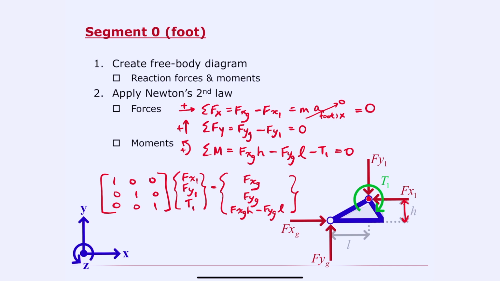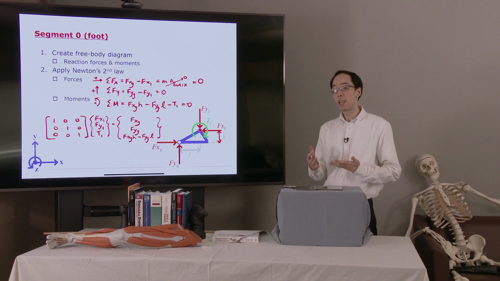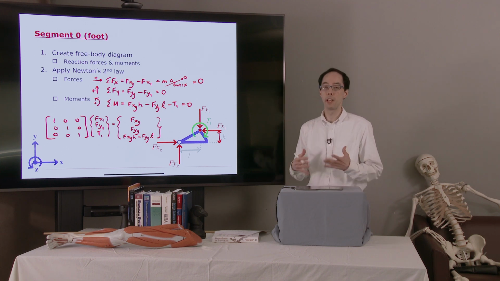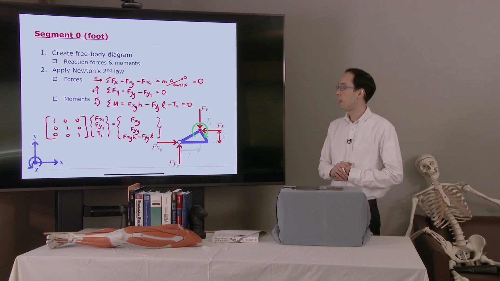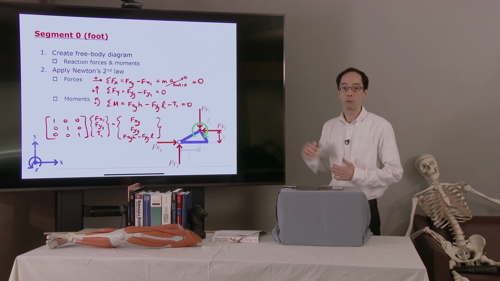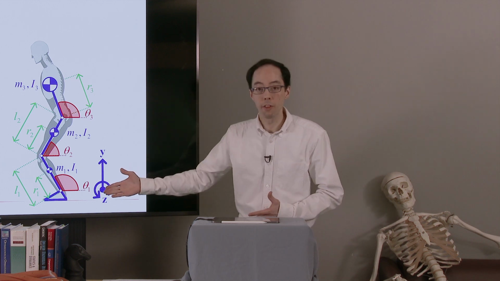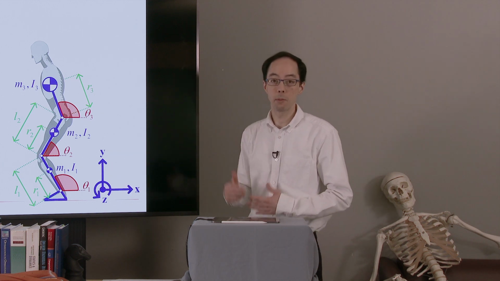Is this system solvable? Well, we have 3 equations. As long as we know Fxg and Fyg, then we have only 3 unknowns and we can solve this system. If we did not collect ground reaction forces, then Fxg and Fyg are also unknowns. So we need some more information to solve the system. And we'll come back to this idea once we get to the hat body segment. Okay, so we've finished with the foot. Let's move on to the next body segment, the shank.